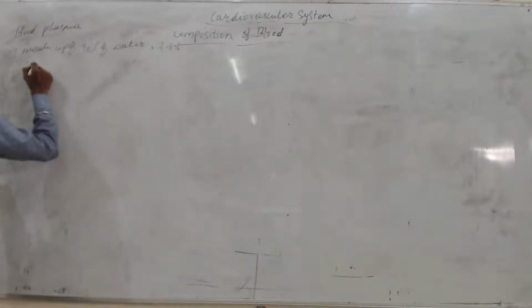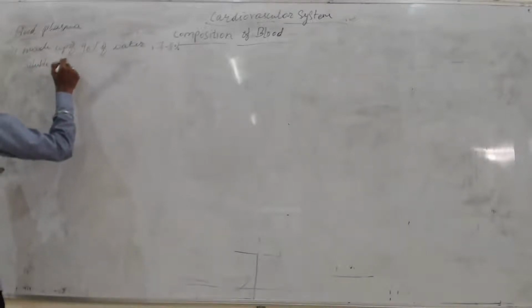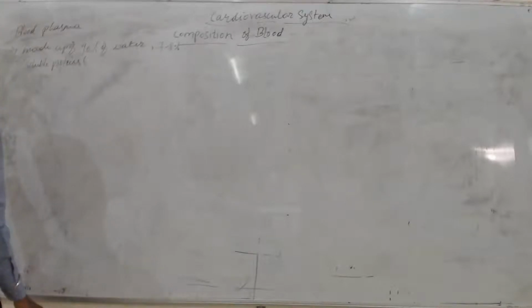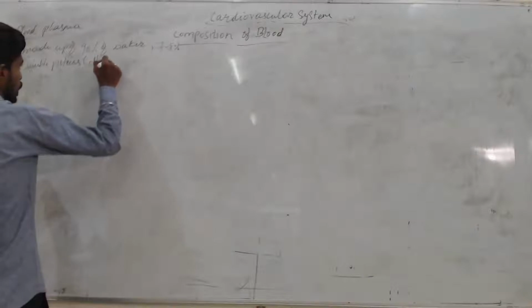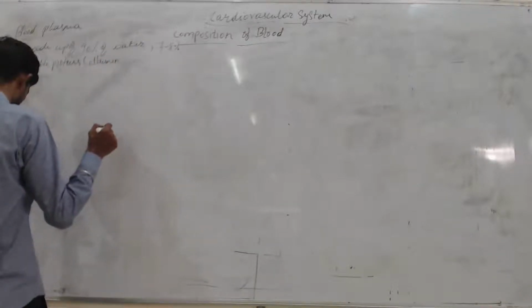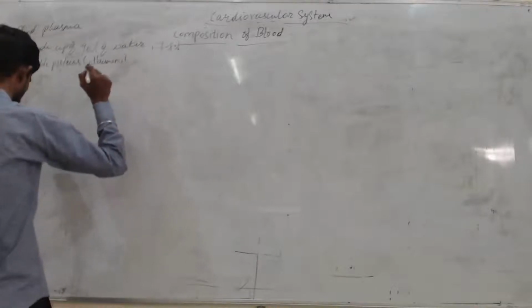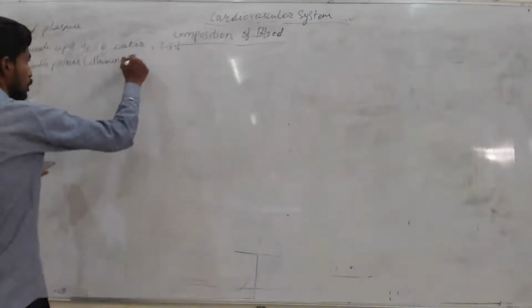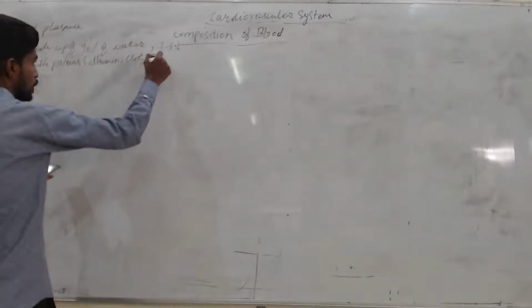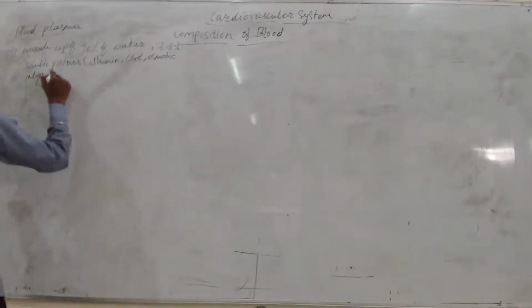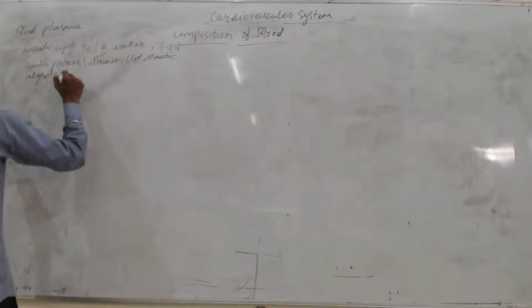Now, soluble proteins involve albumin, blood clot proteins, osmotic integrity, etc.